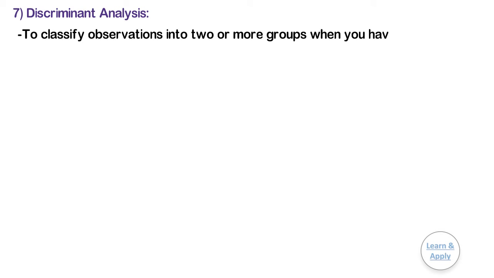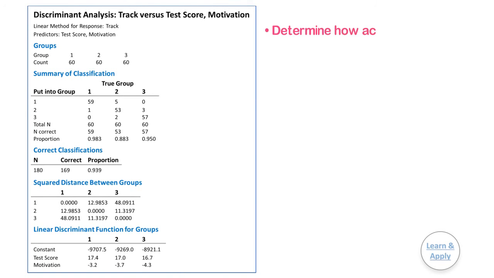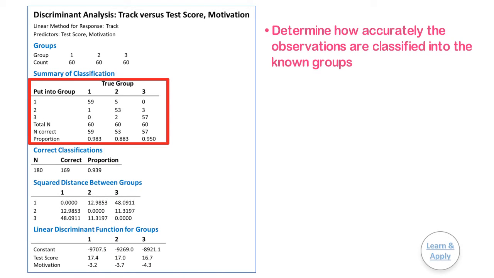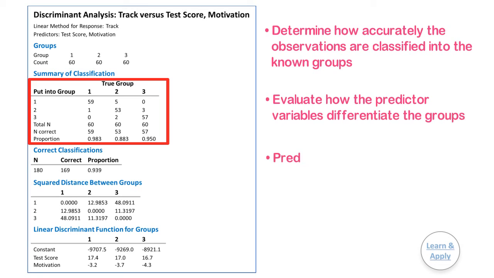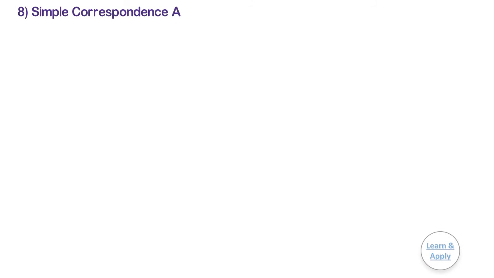7. Discriminant analysis. This analysis is used to classify observations into two or more groups when you have a sample with known groups. Using this analysis, you can determine how accurately the observations are classified into the known groups, as well as evaluate how the predictor variables differentiate the groups and predict the group of observations that have unknown groups. 8. Simple correspondence analysis.